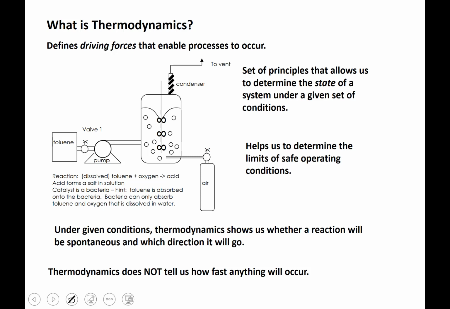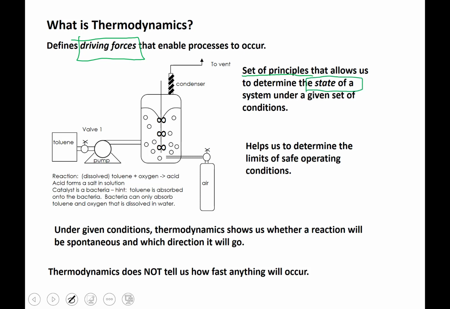Okay, so let's review thermodynamics. As we said in the previous slide, thermodynamics describes driving forces that enable processes to occur. Thermodynamics also gives us a set of principles, which we know, like conservation of energy, that allows us to determine the state of a system under a given set of conditions.